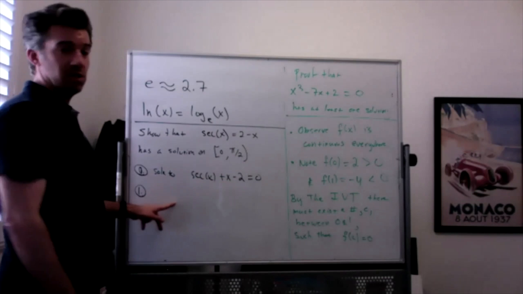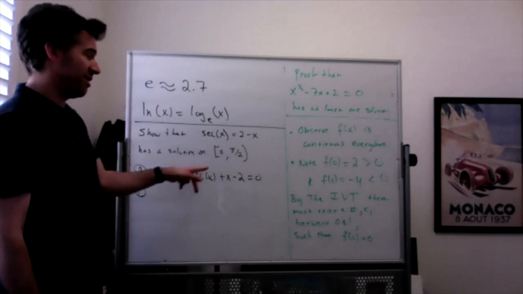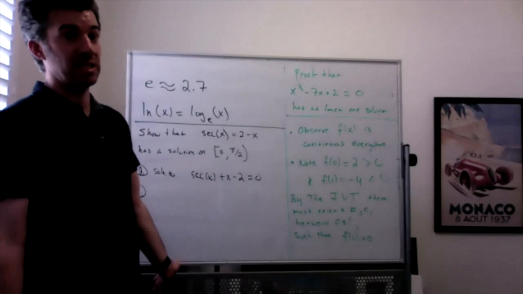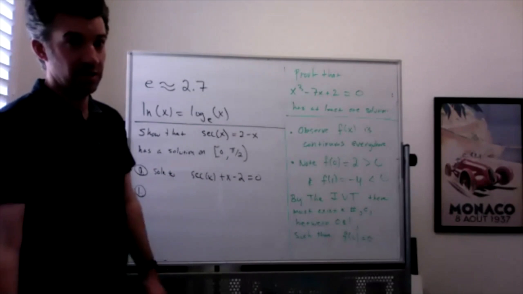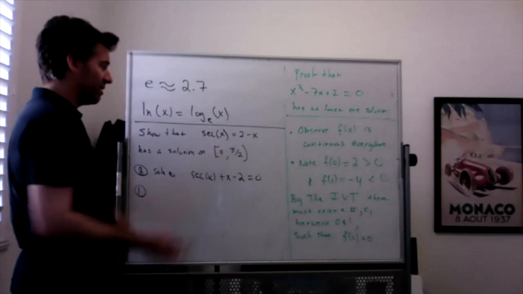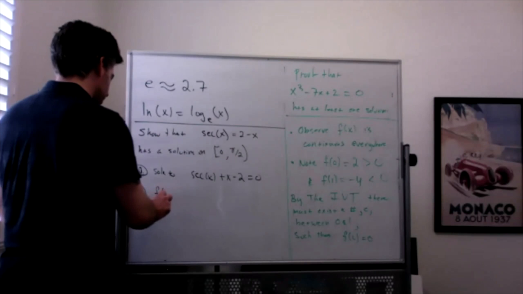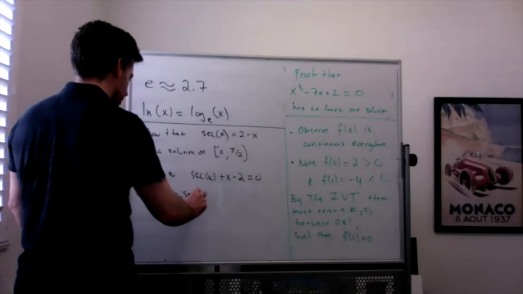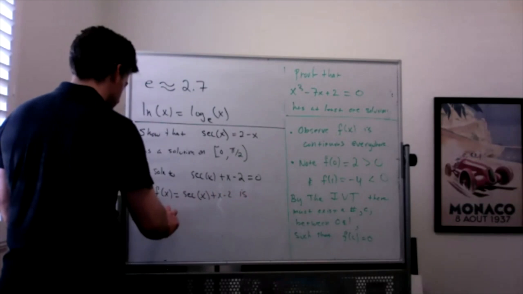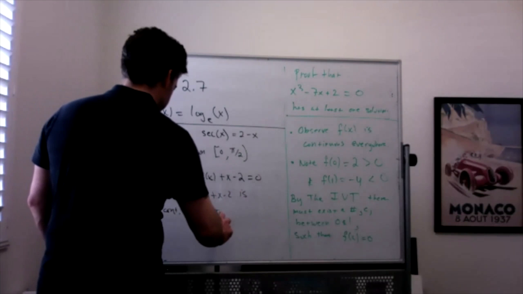Is this function continuous? Yeah, it's continuous on this interval. It's not continuous everywhere. Secant is definitely discontinuous at a lot of places, like any odd multiple of pi over 2. So that's okay. They gave us an interval to work with. So I know that f of x, which is secant of x plus x minus 2, is continuous on the interval from 0 to pi over 2.